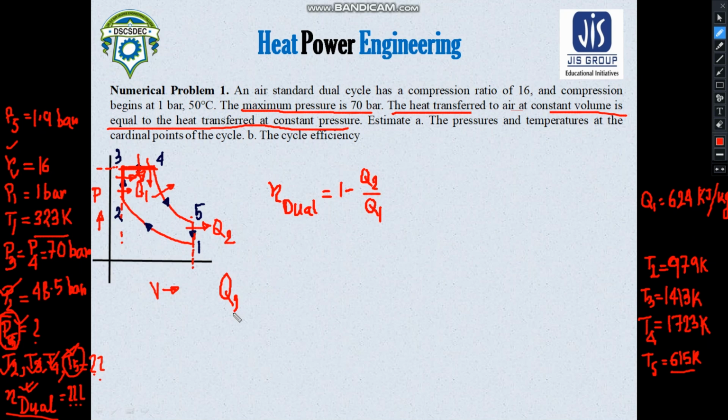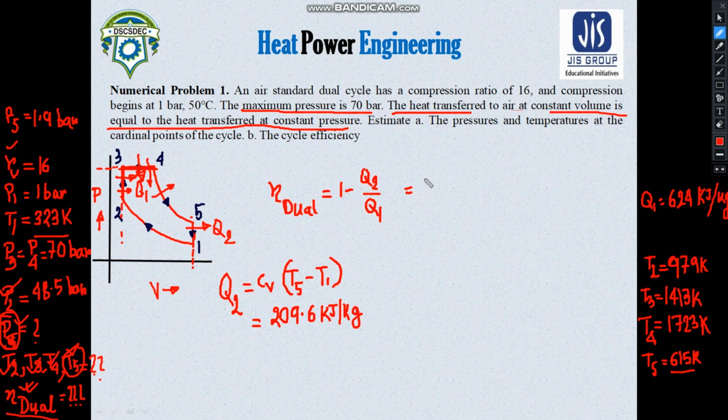Again, very simple. Since this is a constant volume heat rejection, you can simply go through this formula: Cv times (T5 minus T1). So what is T5? 615. What is T1? It is 323. What is Cv? It is 0.718. So ultimately you will find that this Q2 can be found as 209.6 kilojoule per kg.